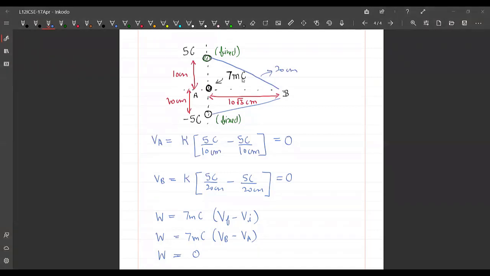Are there any questions about this? Have you tried any other method? Sir, if in place of minus 5 coulomb, there will be positive 5 coulomb, the answer will be same. No, then the answer would be different, because potential will be non-zero in that case. It will be 5 coulomb plus 5 coulomb by 10 centimeter. Yes, that answer would be different.